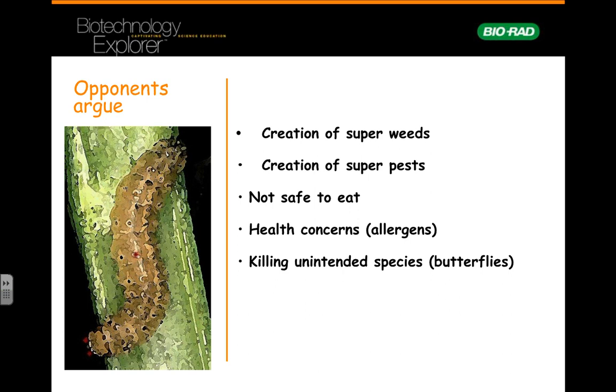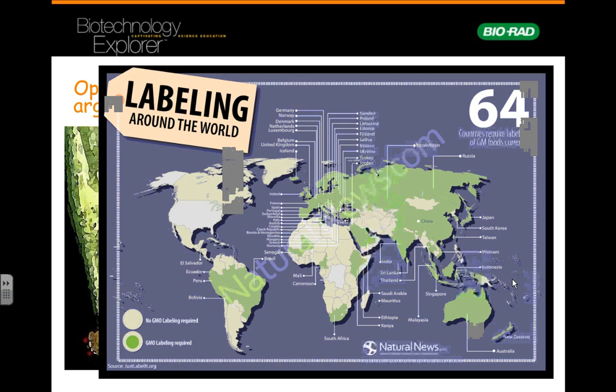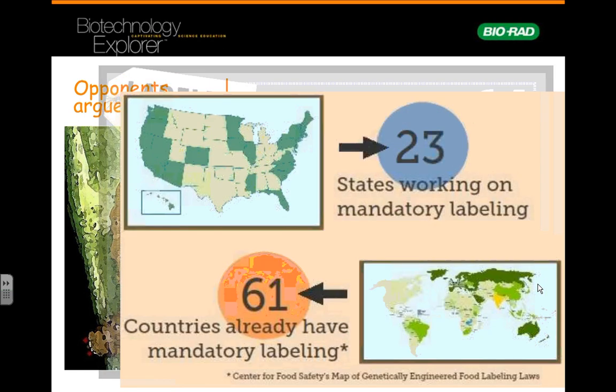Some other issues, is it safe to eat? What about allergens that might be in there that people aren't aware of, where you're not thinking that the food you would eat would have the material that you're allergic to because you're not eating that particular food product. And then also killing unintended species, butterflies in particular, and we'll take a look at that issue through some readings. We'll also take a look at labeling. What are the requirements? How do we know if the food that we eat is genetically modified?